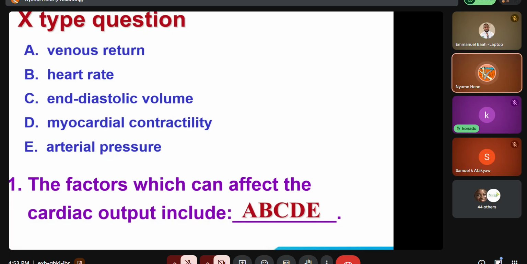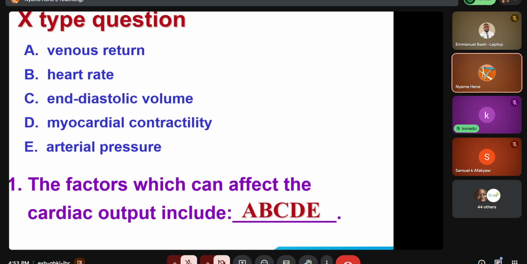Now we have the heart rate. If the heart rate is low, it's going to affect the cardiac output. The average is 75. Then if we have a heart rate of 20 or a heart rate of 30, it's going to affect the cardiac output.